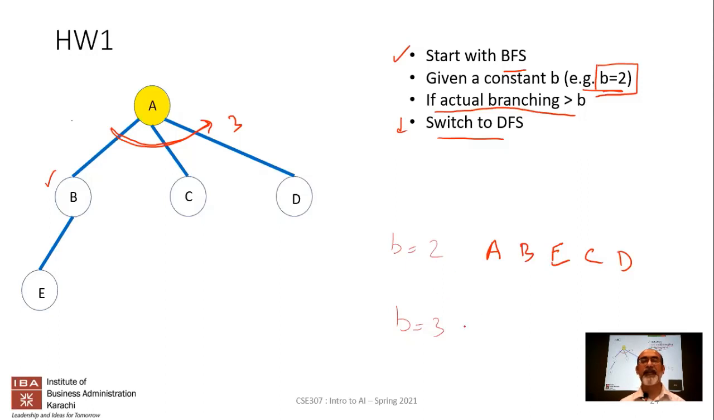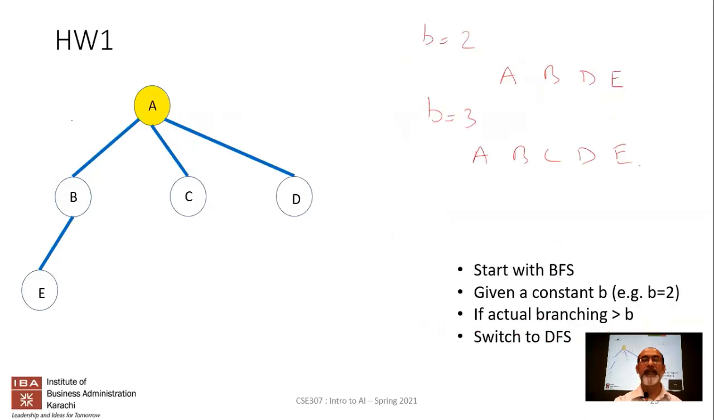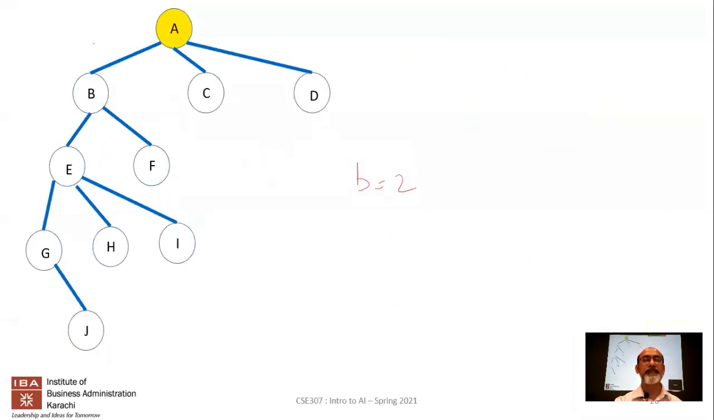Let's take another example. Suppose that B was 3. In that case, what would we do? A, B, C, D, and E. So this would simply be your normal breadth first search because the maximum branching factor is equal to or less than the limit.